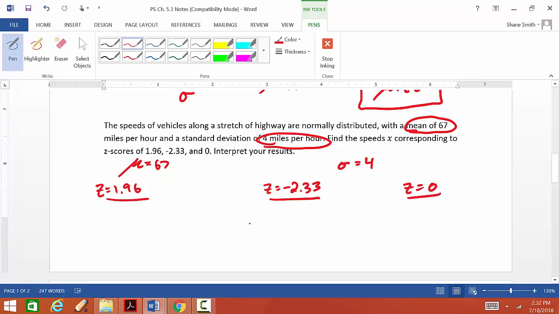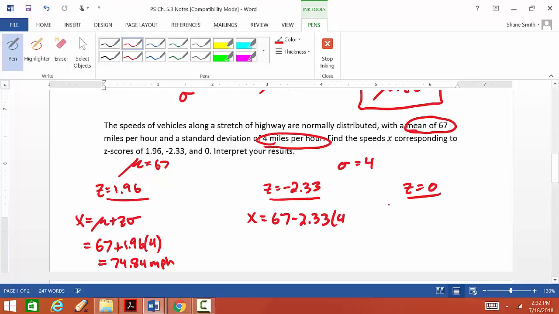And basically we can just use the formula. So x equals mu plus z sigma. So that's 67 plus 1.96 times 4. And this one is going to be 74.84 miles per hour. This is x equals 67 minus 2.33 times 4. So this speed is going to be 57.68 miles per hour.